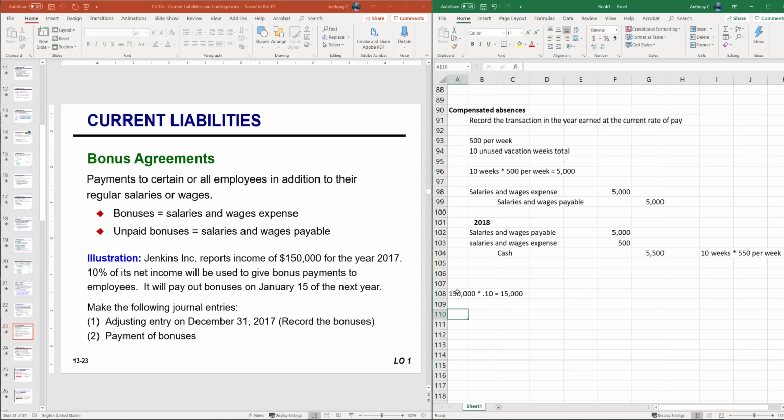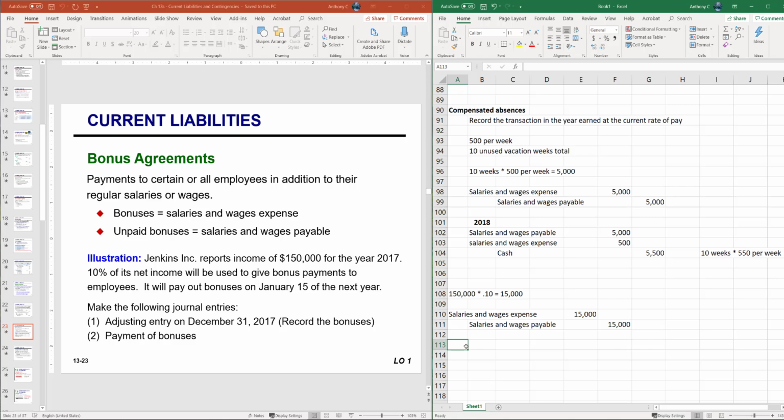As I mentioned, we treat a bonus the same as any regular salaries and wages. So we'll debit salaries and wages expense for 15,000. In this case, since we're not paying the bonuses at the end of the year, but we'll pay them on January 15th of the next year, we'll credit salaries and wages payable for 15,000. Notice here, same exact journal entry we would make if this were regular salaries and wages.